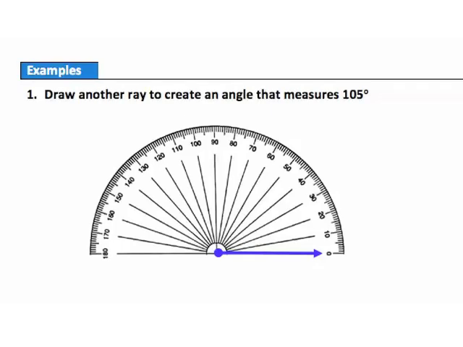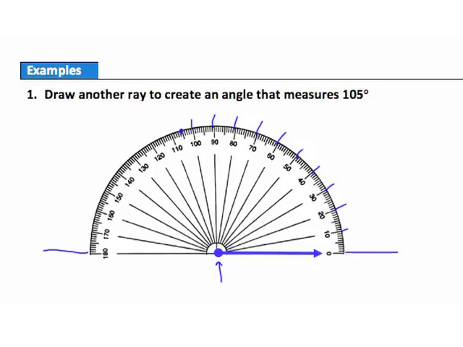Now let's take a look at an example that will help you understand how to use a protractor to draw an angle at a specific measure. Example 1. Draw another ray to create an angle that measures 105 degrees. You can see we've got our protractor all set up here. It's centered at the vertex of this ray, which is soon to be the vertex of our angle, and lined up with this ray. Now we need to measure 105 degrees. Starting over at the right, we're going to start counting. Here would be 10 degrees, 20, 30, 40, 50, 60, 70, 80, 90, 100, and now we need to go to 105, which is right there.